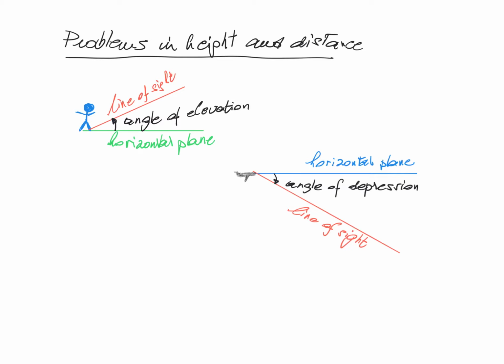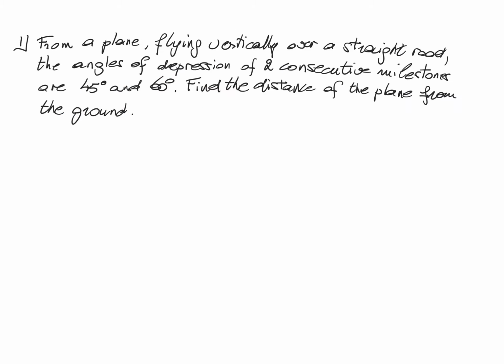You are on a height and basically you are looking down, so you are looking towards something that is below you. So the angle of depression is an angle formed by the horizontal plane to your line of sight, but it will be a negative angle, an angle downward. Assume for the first problem that you are flying in a plane and you are looking downwards and you see that there are two consecutive milestones and the angles of depression that you see are 45 degrees and 60 degrees. Use this information to find the distance of the plane from the ground.